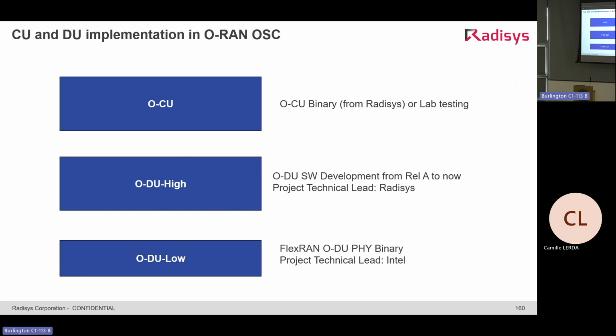ODU low is another project wherein Intel is the project lead, but this is again a binary-only release. There is no actual open source software development. There is no source code access. This is another peculiar thing you will find in the ORAN open source community today. So it's right now tied to the Intel FlexRAN architecture or the Intel FlexRAN implementation, only between the layer 1 and layer 2 level of detail. The rest of the implementation in ODU is all generic and all compliant to ORAN.